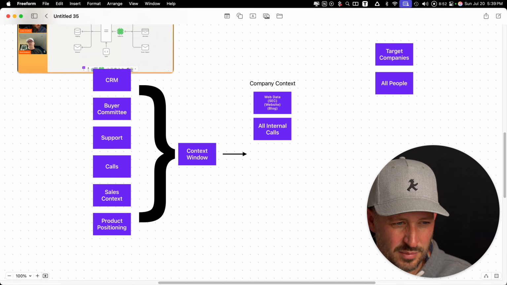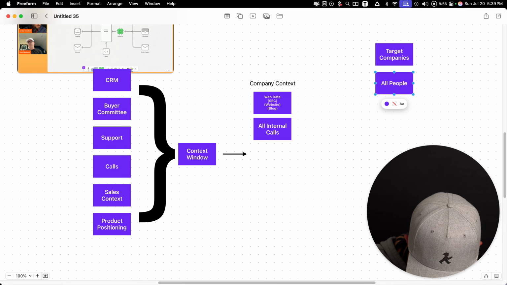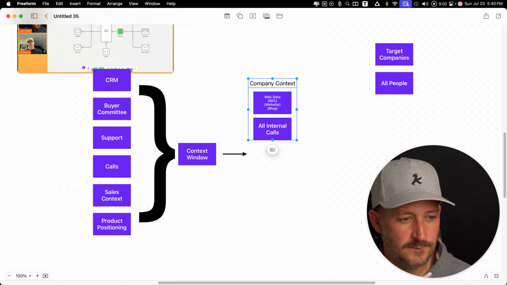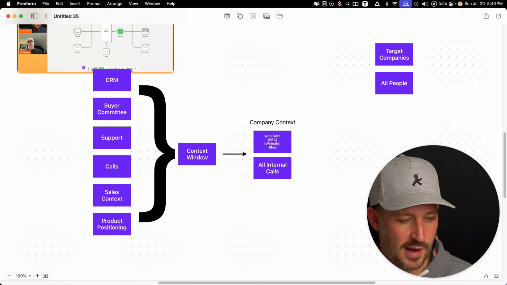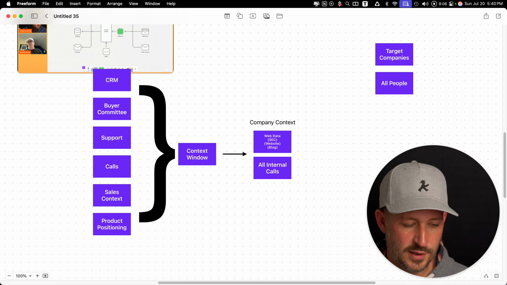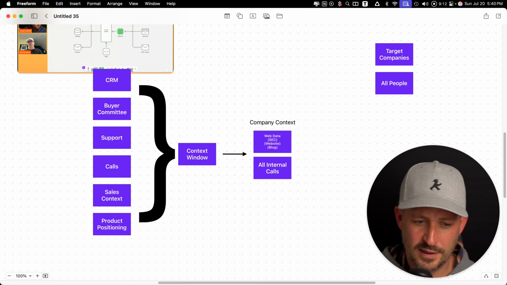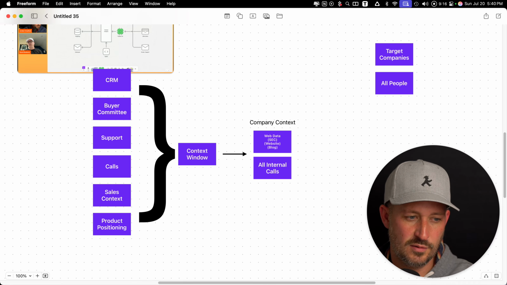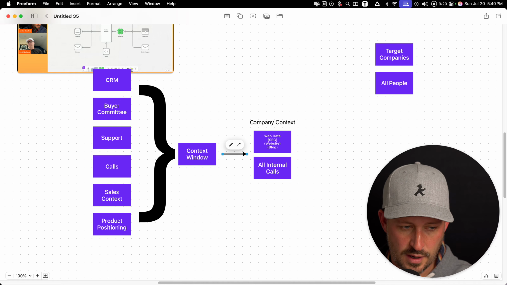Do I want people here? I don't think so. It's some version of this. So basically, now you have a context window that's going to feed into this thing. And the context window, I think all this stuff is either going to be a context window or a RAG database. I'm not exactly sure. The company context plus the context window will sort of work together.